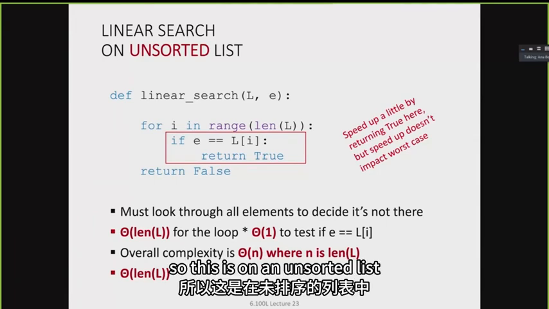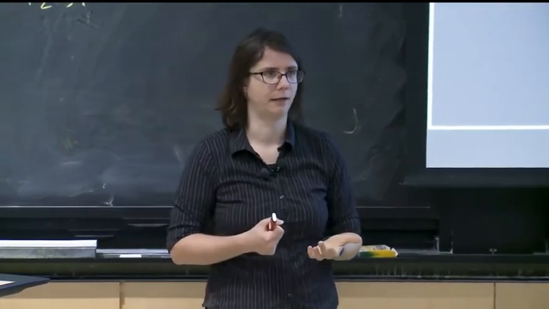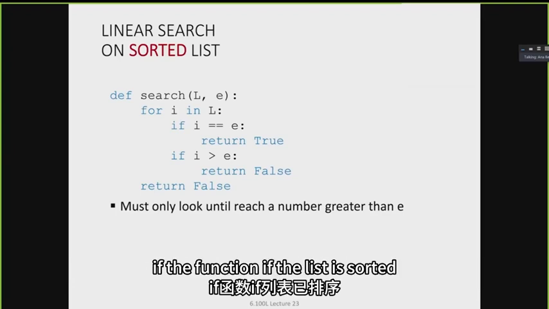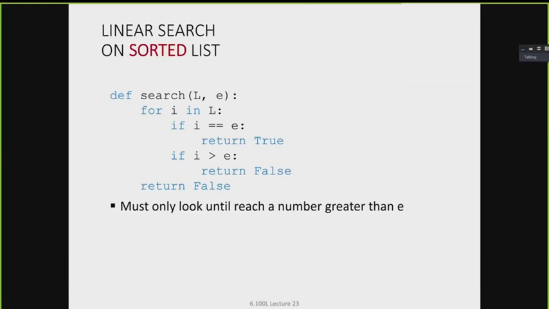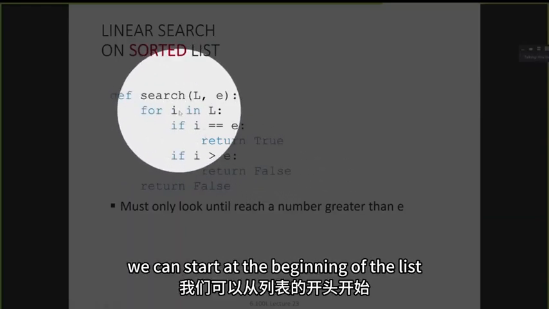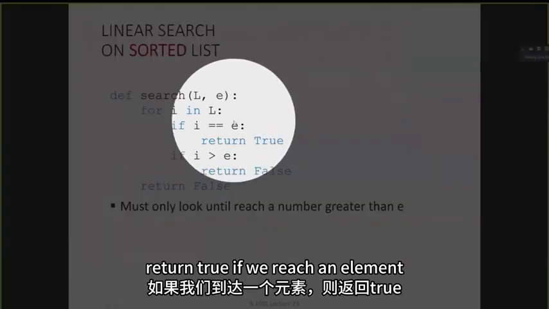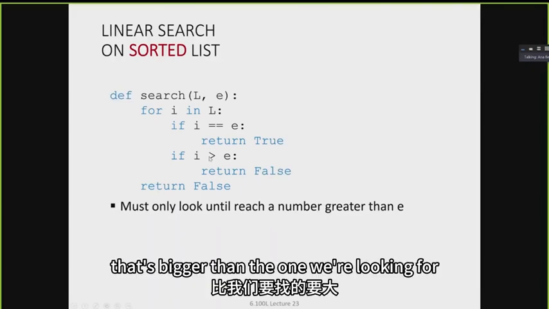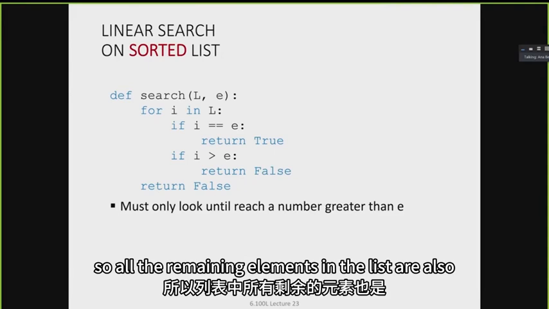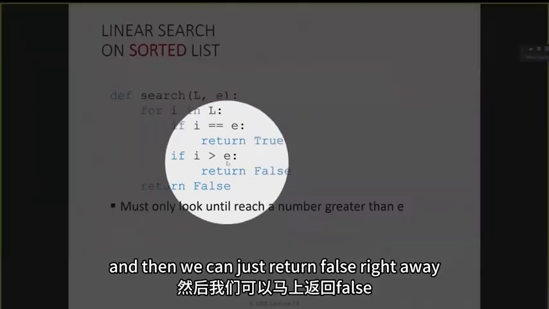Okay. So this is on an unsorted list. But what if we look at a sorted list? Okay, so we can do a little something clever in our code. If the list is sorted, we can say we're going to start at, let's say it's increasing sorted, right? We can start at the beginning of the list, look through each element. If we find it, return true. If we reach an element that's bigger than the one we're looking for, the list is sorted, so all the remaining elements in the list are also bigger than the one we're looking for, right? And then we can just return false right away.